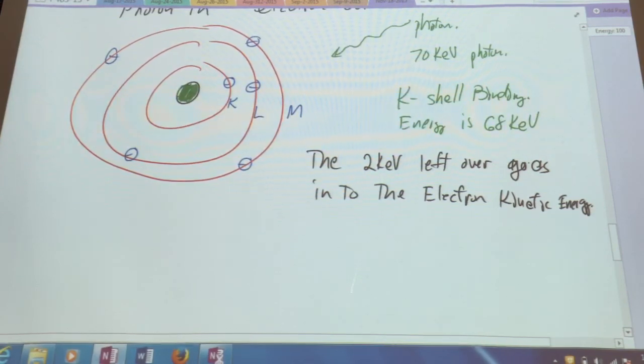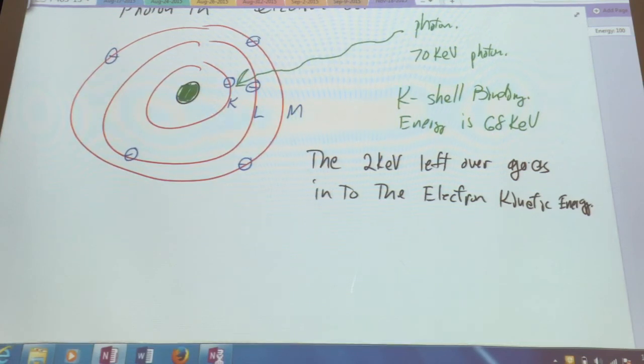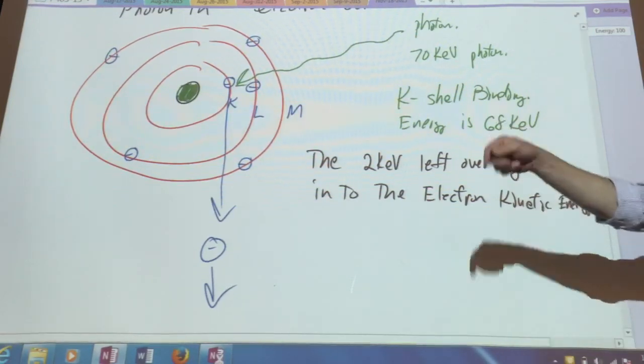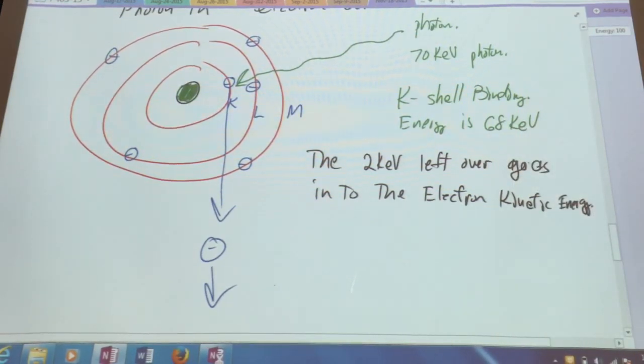So now we need to put it into symbols. When you say these 2 keV goes into the electron as kinetic energy, is it for the whole atom, or a specific shell? No. Our photon is going to come in and knock this K-shell electron out, and it's going to cause that electron to go screaming off in that direction. The electron that was in the shell goes screaming off, and so now it has kinetic energy.